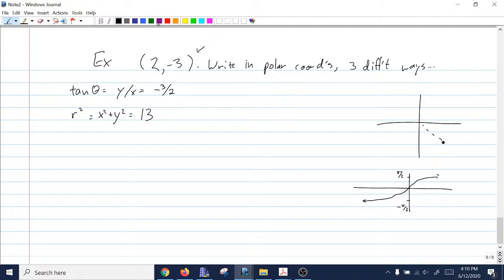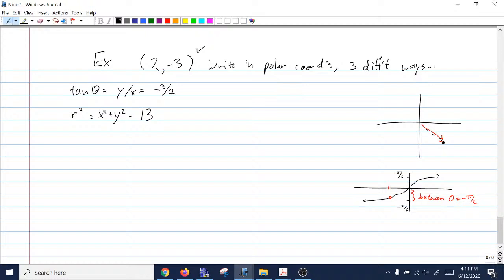Tangent inverse of a negative number will give me something between 0 and negative pi over 2. I'm ending up in that direction. Good, that's where I want it to be. It's worth noting, if my point is in this quadrant or in this quadrant, tangent inverse is going to give me the wrong value. Tangent inverse gives you the value in quadrant 1 or 4 whose tangent is that. There are multiple angles with the same tangent, so yeah, you're going to get wrong things sometimes.